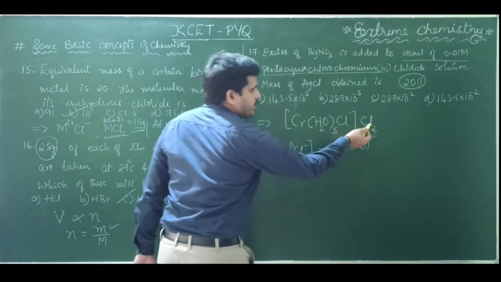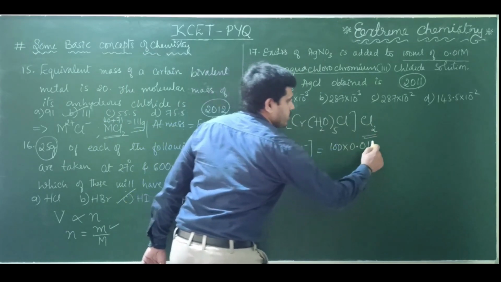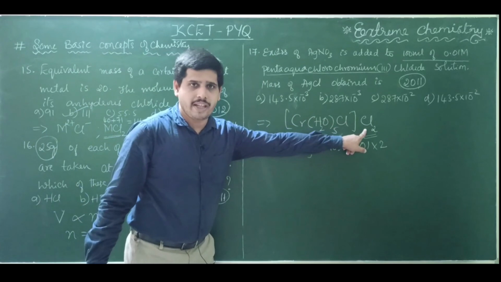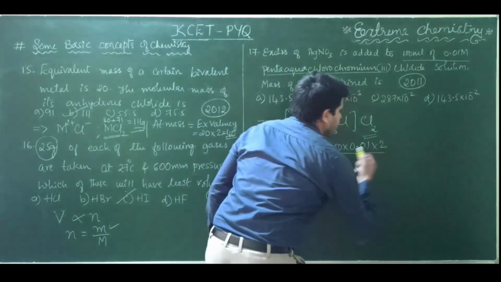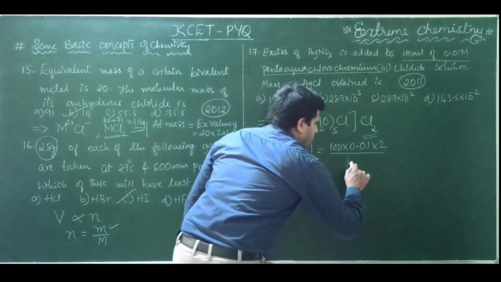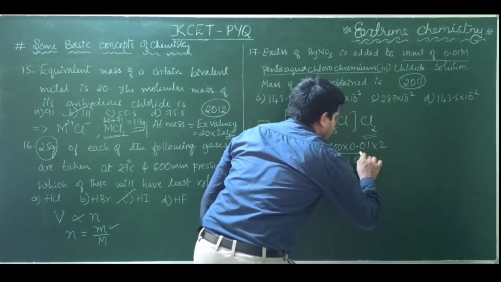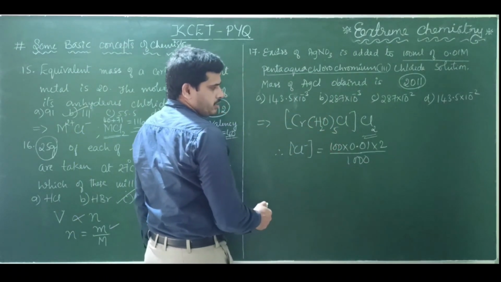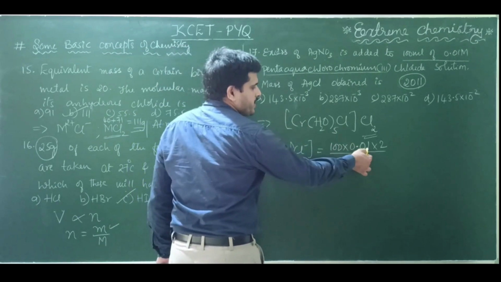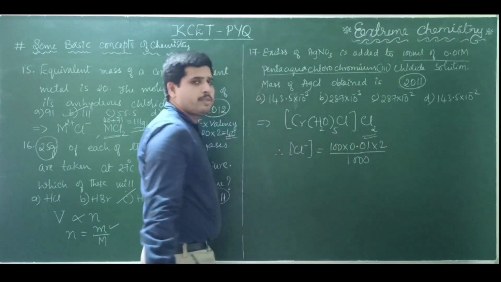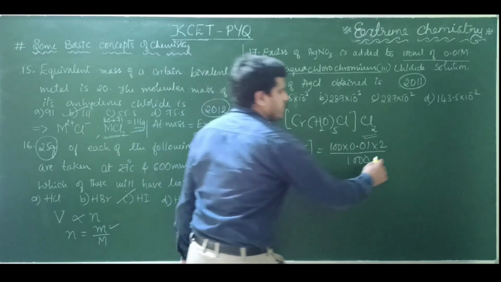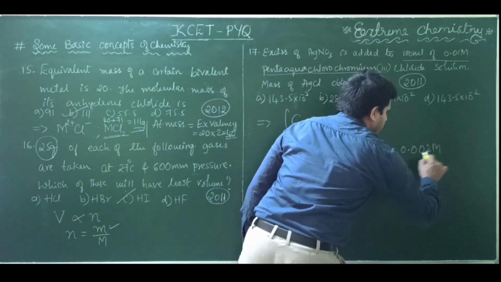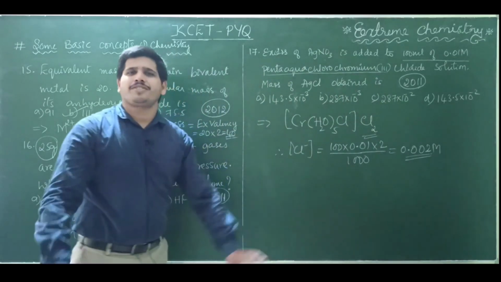But each molecule will have 2 chloride ions, so multiplying by 2 is required, divided by, it is in liter, no, molarity, therefore you have to divide by 1000, 1 liter. So to make it into liters, now you simplify this. What is the answer here? 100 into 0.01 is 1, times 2 in the numerator, denominator 1000, which is nothing but 0.002 molar. So the concentration of chloride is obtained.